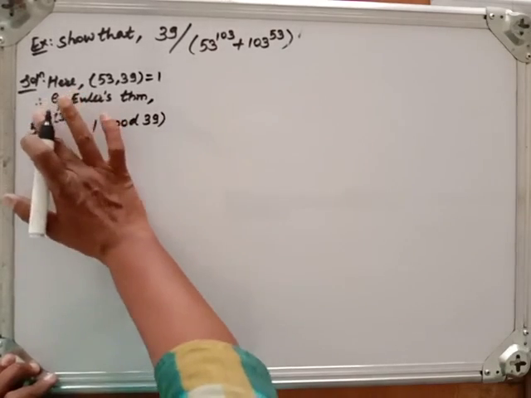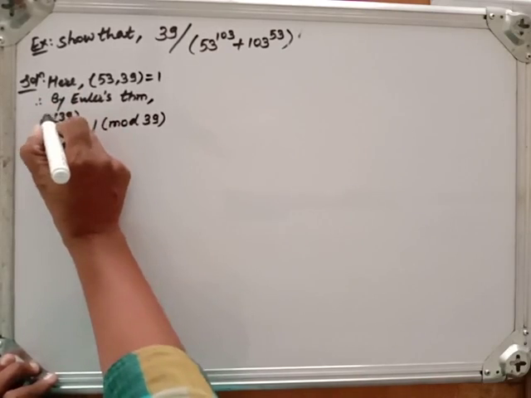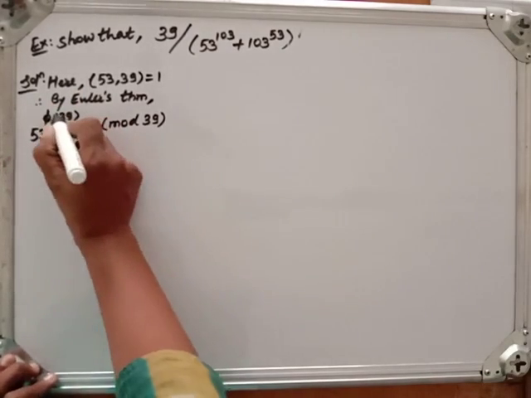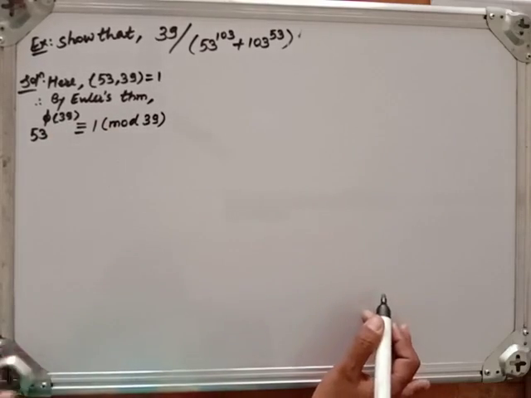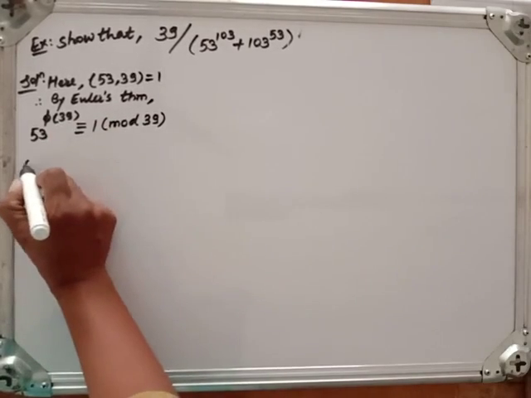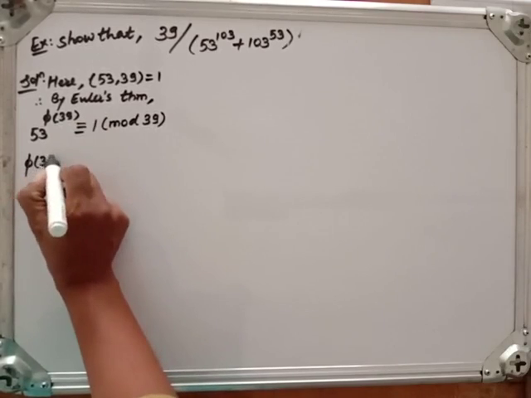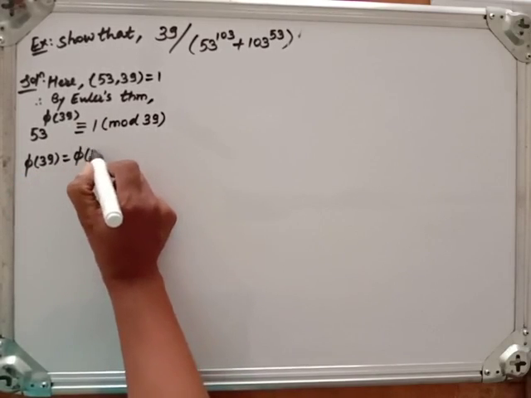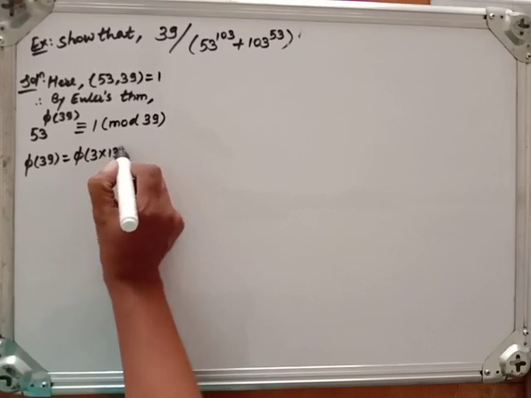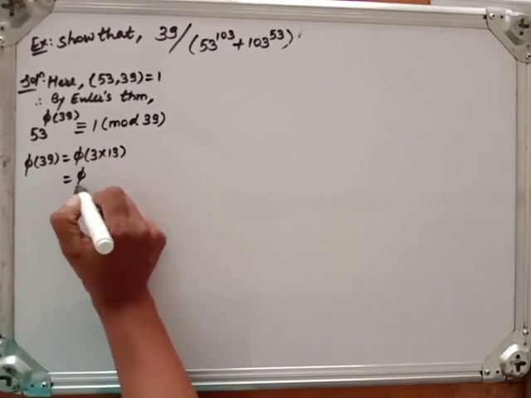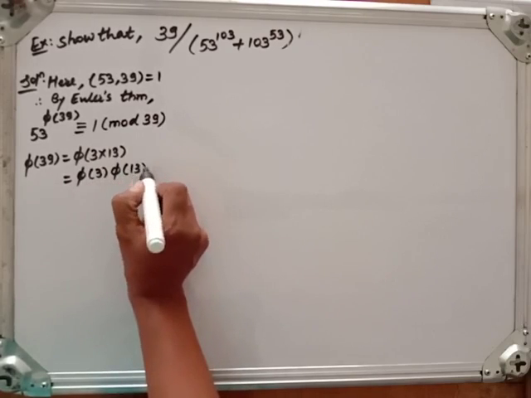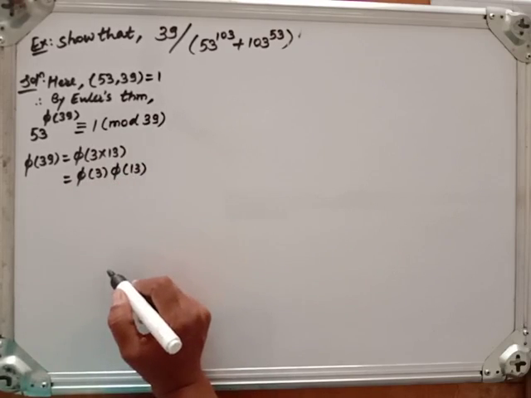Fine. This one, let me write again. This is phi and here the base is 53. Now phi of 39, let us find out that term first. What is phi of 39? Phi of 39 can be written as phi of 3 into 13. So that will be phi of 3 into phi of 13. This is one of the properties of the phi function.